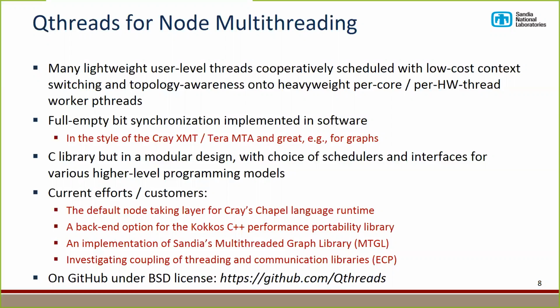Our main customers right now are using it as the default tasking layer for Cray's Chapel runtime. We've been working as a Kokkos backend and also inspired the other work on the tasking backends that Kokkos has. Then there is a multi-threaded graph library, and currently we're also looking at how, as a single-node threaded library, we interact with communication libraries, whether that's MPI or AMT-type operation that HiHAT might run. It's on GitHub, BSD license, and has been around for 10 years.